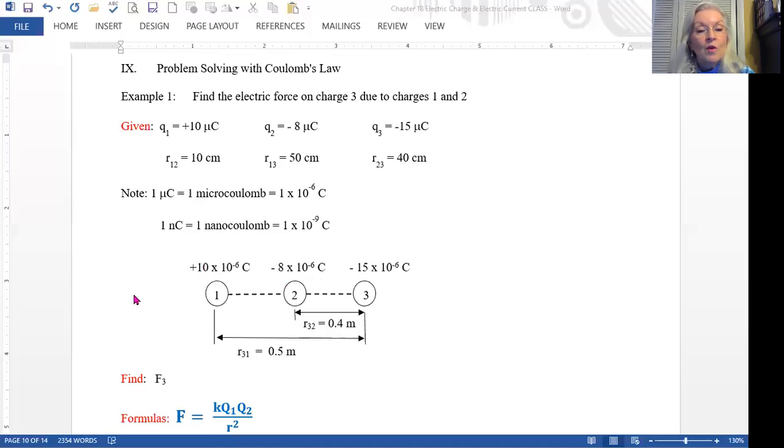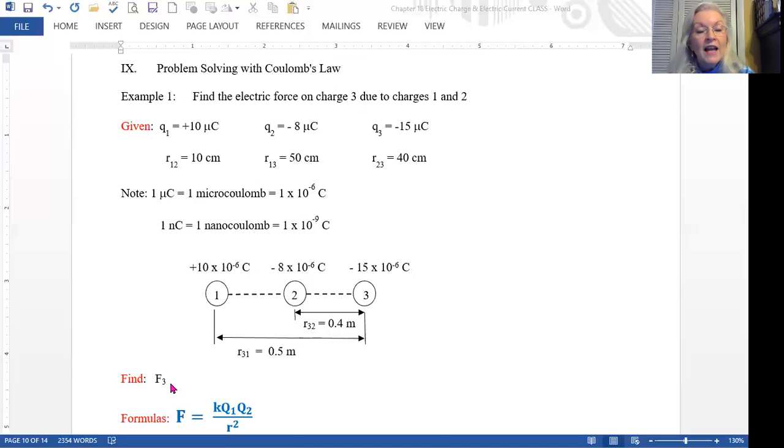Because the question wanted to know about charge 3, I did my distances with respect to charge 3. So between 2 and 3, we know it's 40 centimeters, but we have to have our distance in meters, so 0.4 meters. Between 3 and 1, again, that's because they ask about the force on charge 3, will be this distance, which is 50 centimeters. So in our diagram, 0.5 meters.